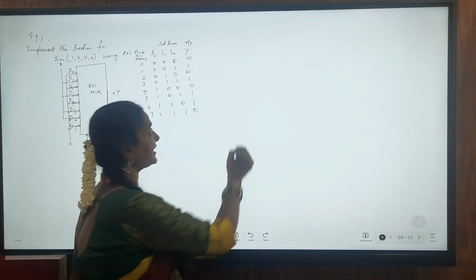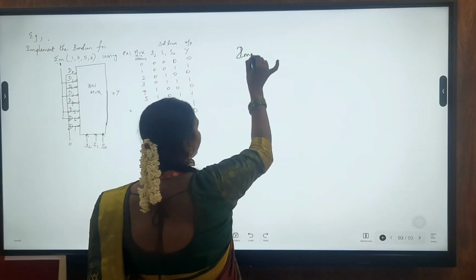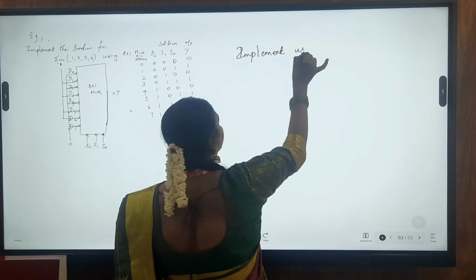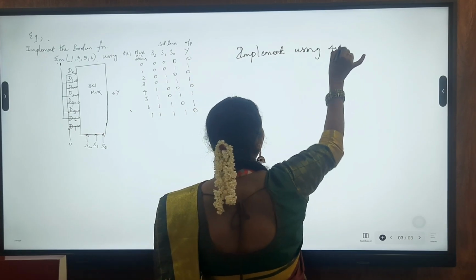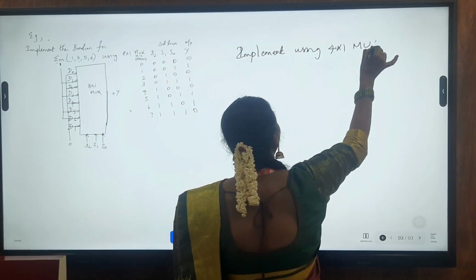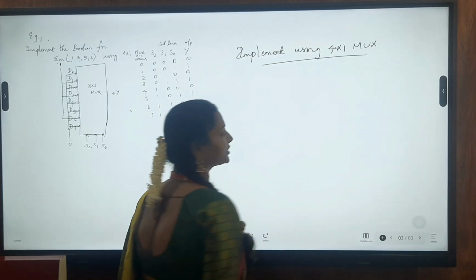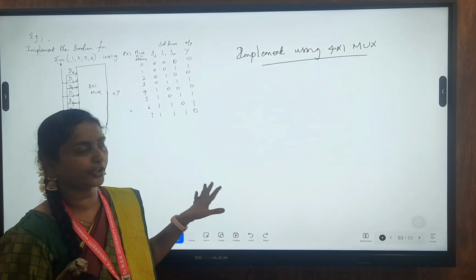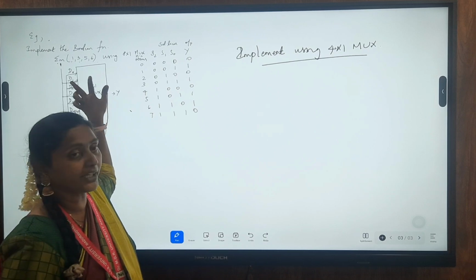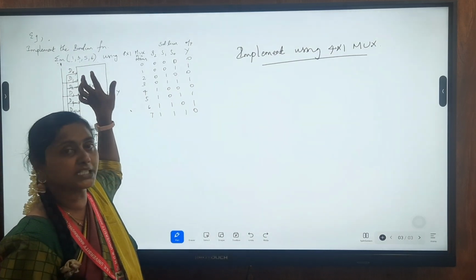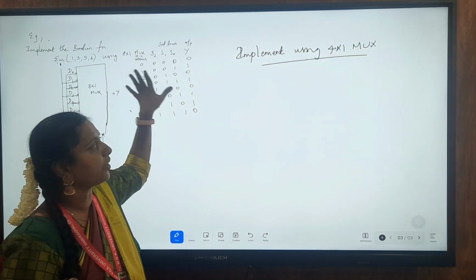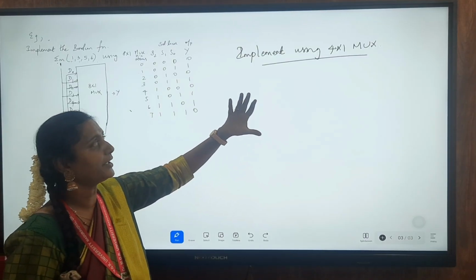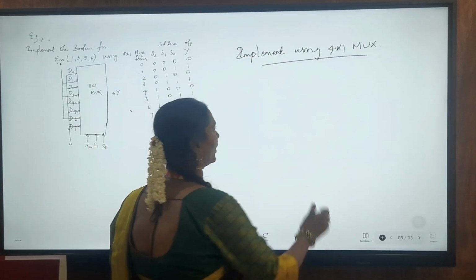Next we will be seeing the same minterms implemented using a 4x1 multiplexer. How to design the same minterms using a 4x1 multiplexer? Why is the 4x1 multiplexer not used directly? Because the function goes up to 6, which means it has 7 terms. So you can't implement it directly using a 4x1 multiplexer. But how to design using a 4x1 multiplexer?